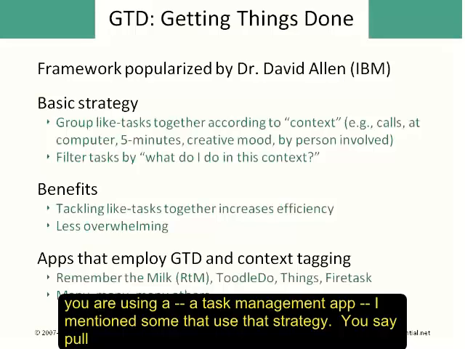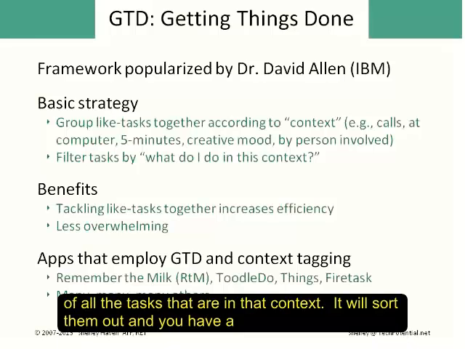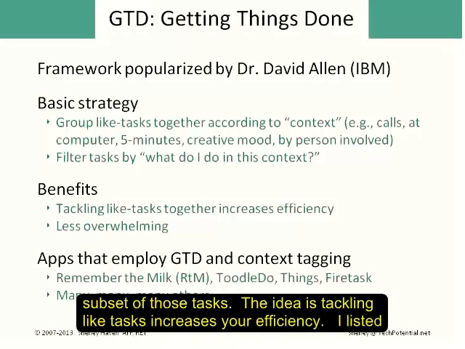And if you're using a to-do, a task management app, and I've mentioned some at the bottom there, that use this strategy, what you do is you say pull up all the tasks that are in that context, and it will sort them out, and you'll have a subset of those tasks. And the idea here is that tackling like tasks at the same time increases your efficiency and is less overwhelming.